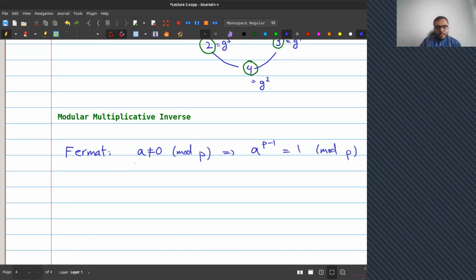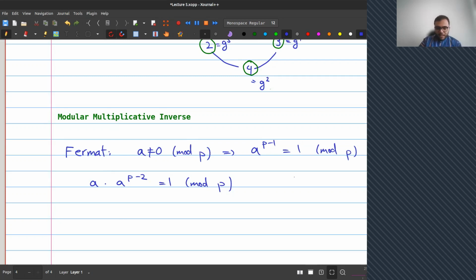This means that A times A to the power of P minus two is one modulo P, right? Because this is just A to the power of P minus one. So in a sense, A to the power of P minus two is the multiplicative inverse of A. So when I'm doing my calculations modulo P, whenever I want to divide by A, instead of dividing by A, I can just multiply by A to the power of P minus two.